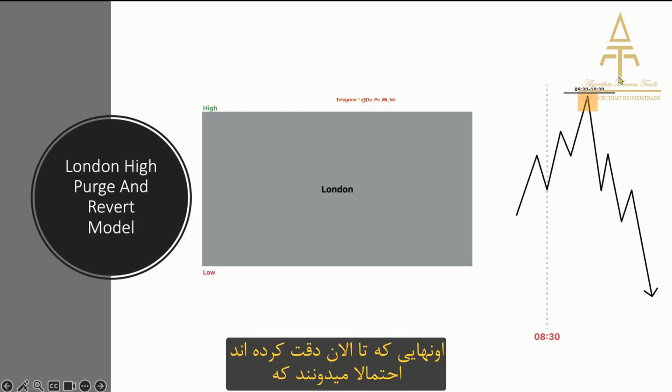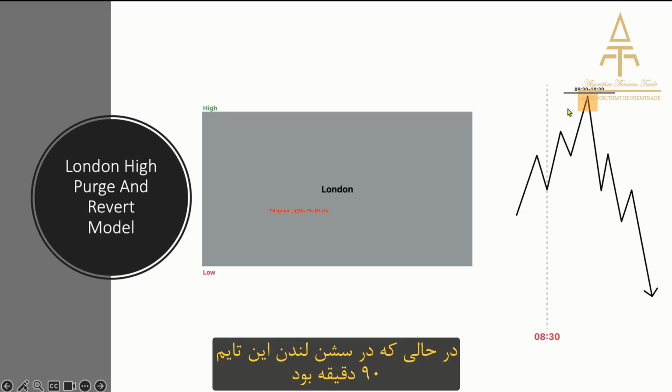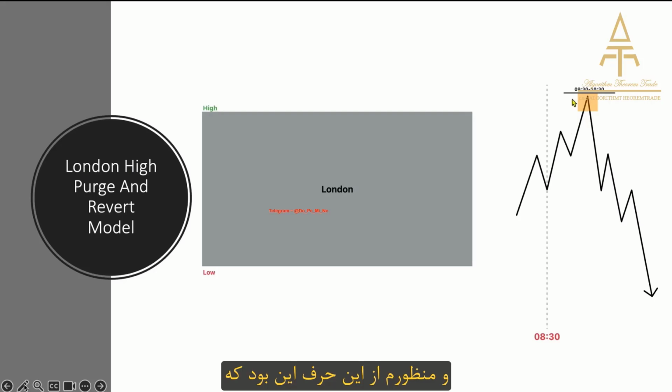For the viewers that are paying attention, they will notice that for the AM session, we have 1 hour for our point of interest to be reached, whilst for the London session, we had 90 minutes. And that's what I mean by saying that AM and PM are more precise time-wise than the London session when it comes specifically to the index futures.